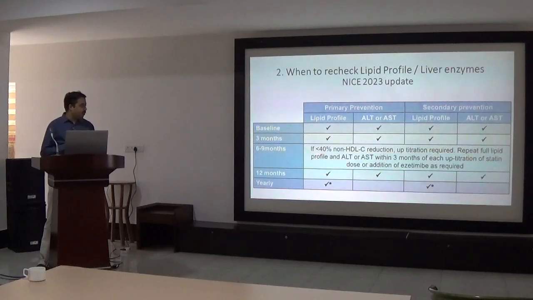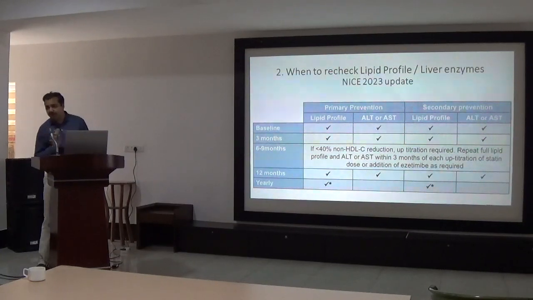At 6 to 9 months, if there is less than 40% non-HDL reduction, they now use non-HDL reduction rather than LDL. If we are considering LDL and there is less than 50% reduction, then uptitrate. After uptitrating, every 3 months we need to check. Whenever you change the dose, after 3 months you need to recheck lipid profile and SGOT, SGPT. Once the goal is achieved, only the lipid profile needs to be checked yearly; SGOT, SGPT need not be checked.